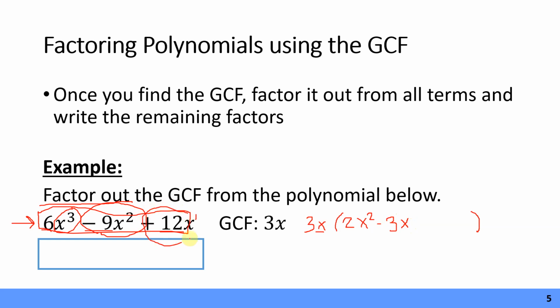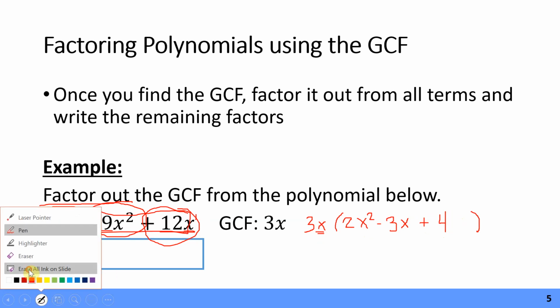All right, and then the last one, 12x. Remember, you took out a 3, so you divide. 12 divided by 3 gives me a +4. And now this one only had one x, but since I factored out the x outside, there's no more x's, so the 4 just stays by itself.